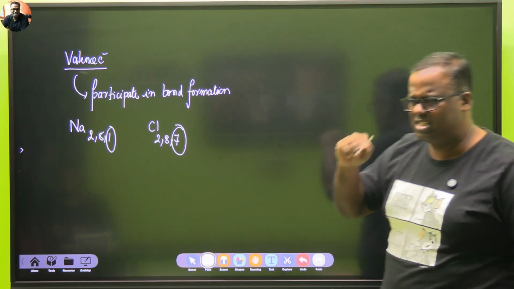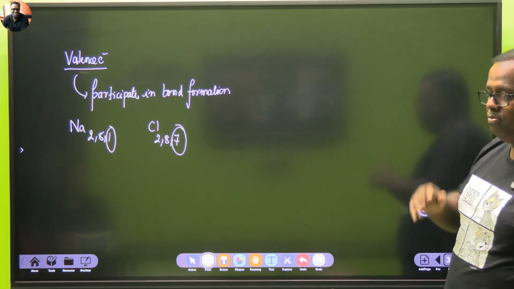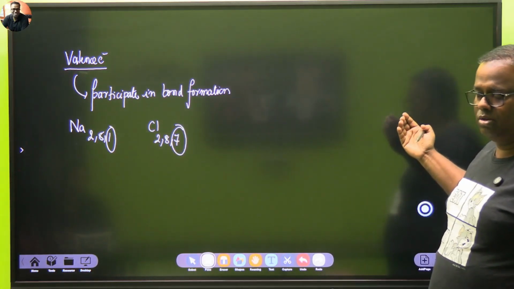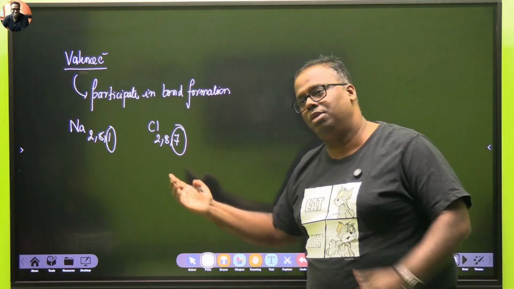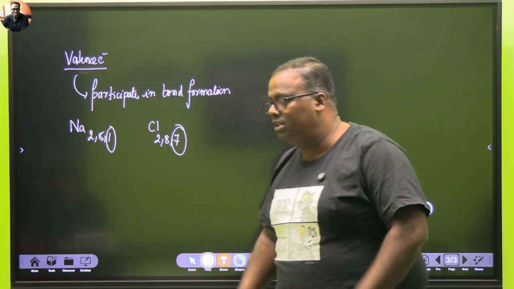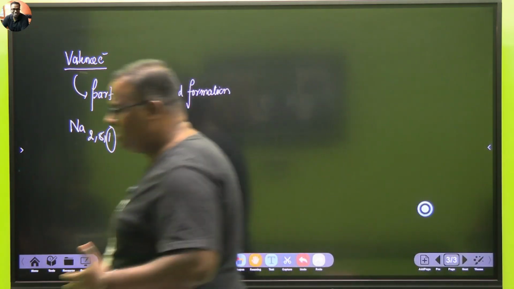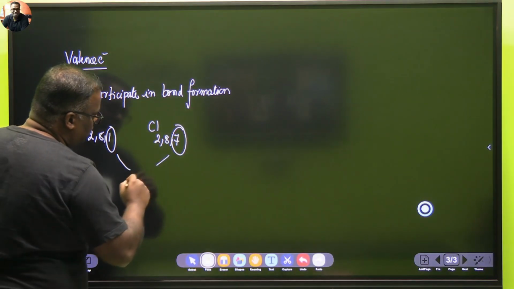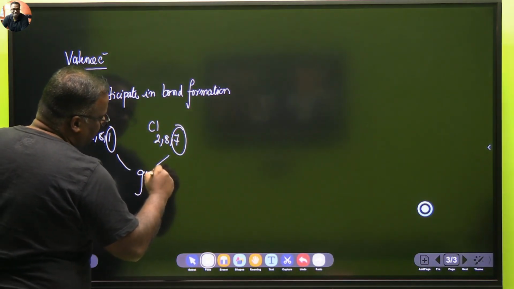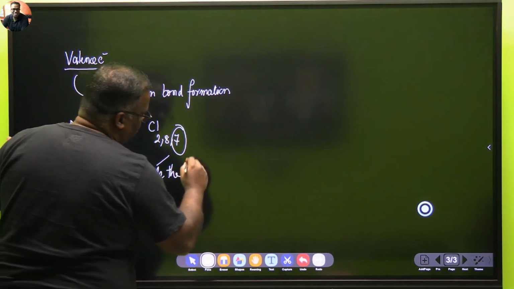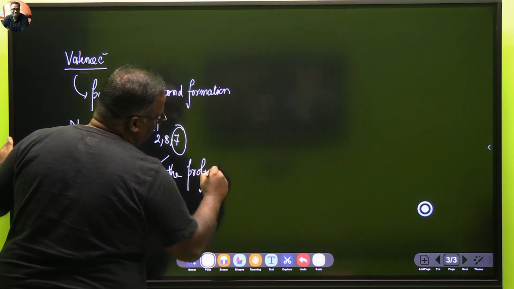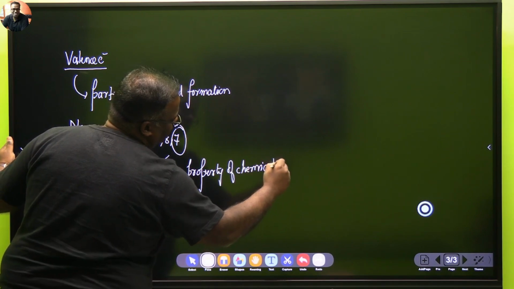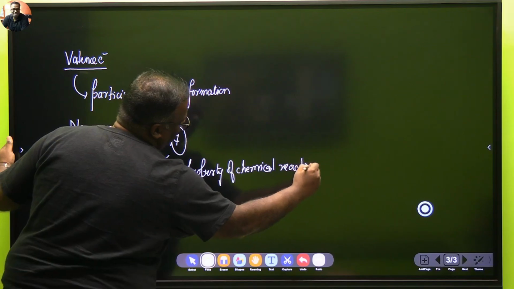Okay, for the next 2 classes, keep the textbook with you because it will help you if something is getting missed out. So sodium will like to become the nearest inert gas. Chlorine will like to become the nearest inert gas. So in order for that, they will form a bond between themselves. In this chapter, we are not concerned about bonds. What we are concerned about is that these electrons will actually guide the property of chemical reactivity. Once you know these points, then you read from any book, your point should be clear.